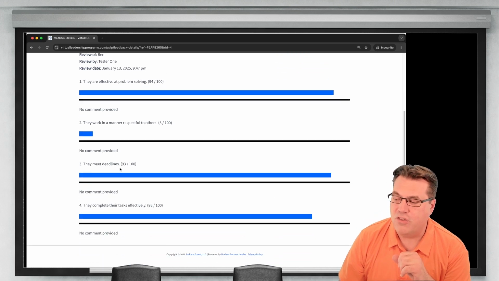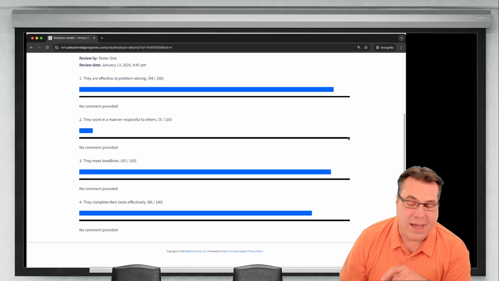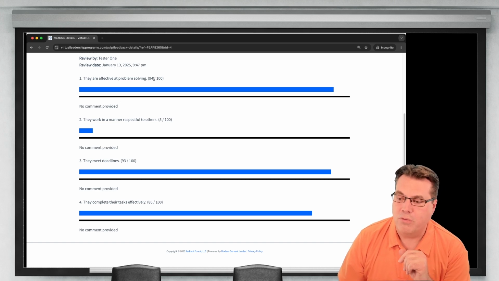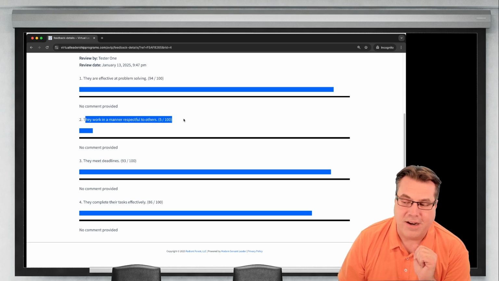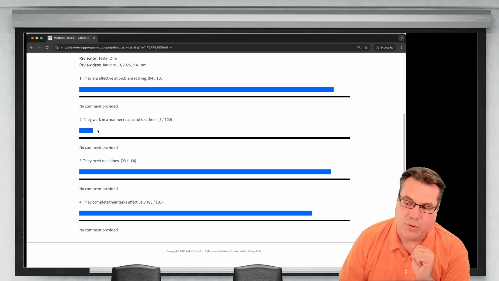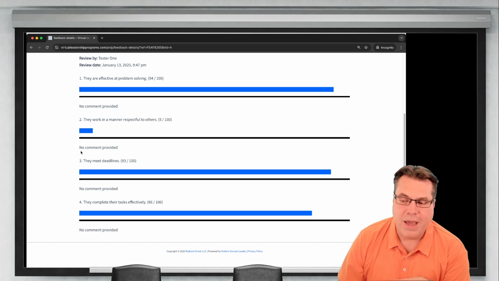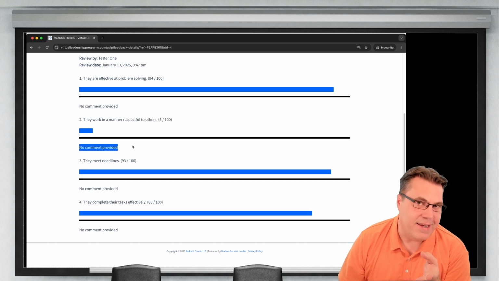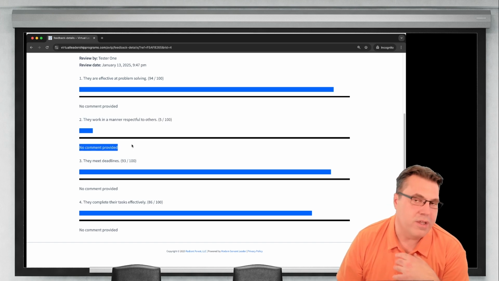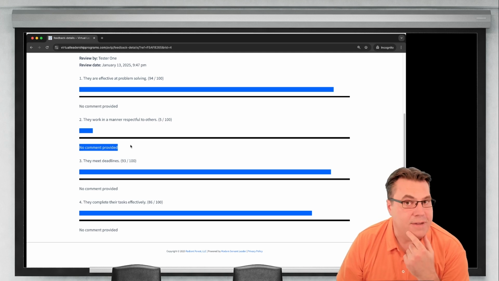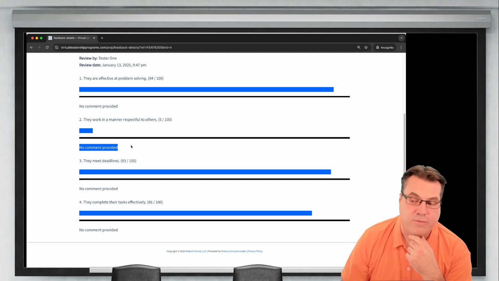Each of these shows the black bar, which is the maximum possible points you could give each one, 100 points on each. And you can see I'm doing really well according to this person at effectively problem solving. However, I'm really doing terrible according to them. Only 5 out of a possible 100 for they work in a manner respectful to others. Now, however, the individual has chosen not to provide any comments. Because they were willing to share their name, it's probably a good idea for me to reach out to them and ask them for some more feedback.